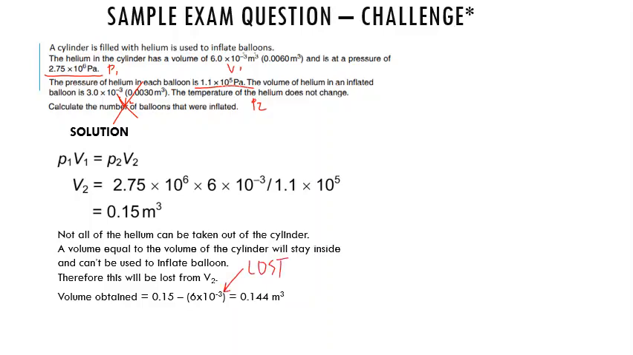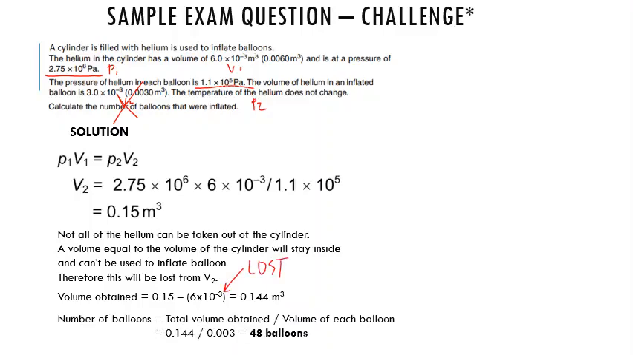So that's basically what you're going to get, 0.144. And then you divide it by the volume of each balloon. You get 48 balloons altogether. So if you do not do the last step, you're going to get 3 out of 4, because you are going to use this formula as 1 point, and to get the volume is 1 point.